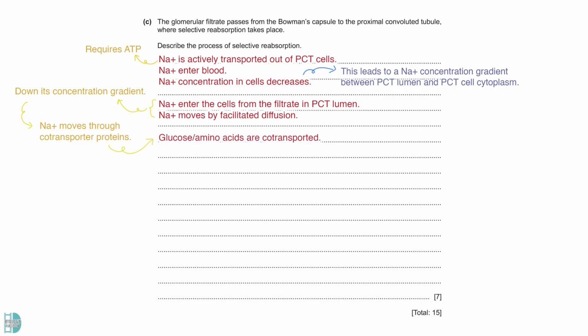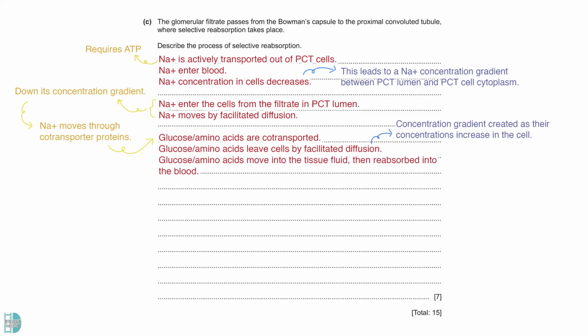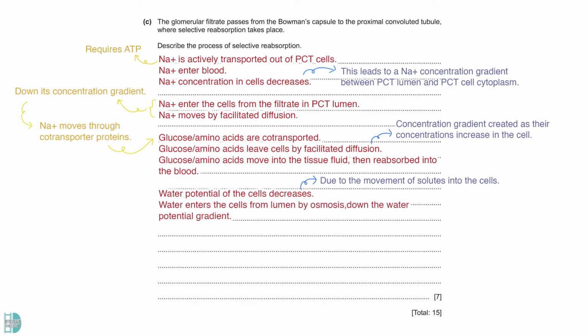This leads to the co-transportation of glucose and amino acids. Glucose and amino acid concentrations increase in the cell. They will leave the cells by facilitated diffusion. Glucose and amino acids will then be reabsorbed into the tissue fluid and then into the blood. The movement of these solutes into the cells causes the water potential of PCT cells to decrease. Water enters PCT cells from the filtrate by osmosis down the water potential gradient.